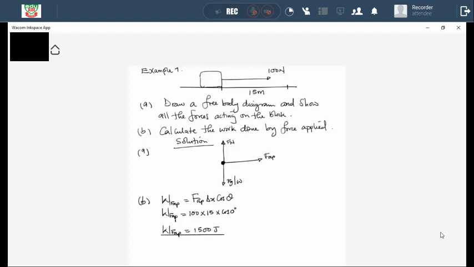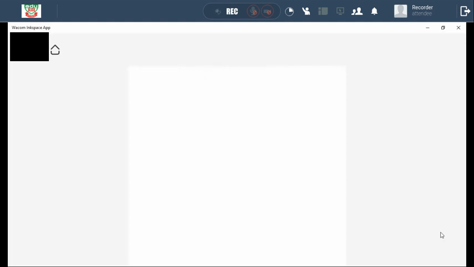Right. I'm going to do one more example, which is going to be our example 2 on the work done. So I'm going to draw another diagram that is going to lead us through the calculation. All right. Now, suppose I've got the surface there, and then I've got my block.